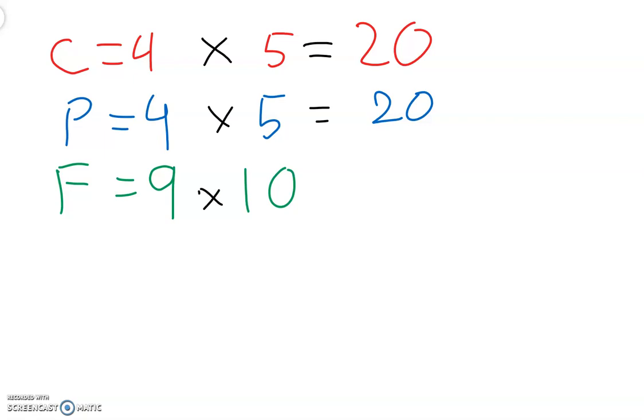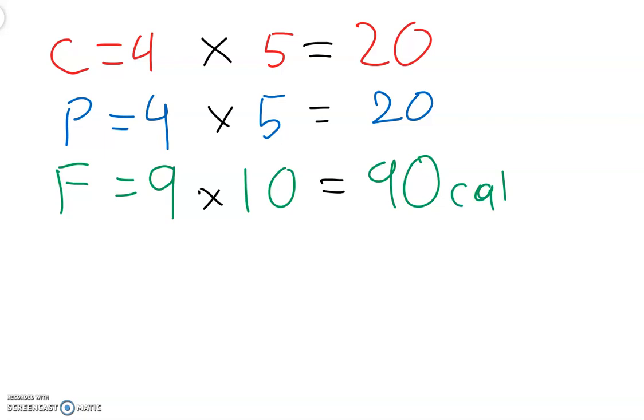And then you take your fat, 9 times 10, so you have 10 grams of fat. Each gram of fat has 9 calories in it. You multiply that together, and then you end up with 90 calories.